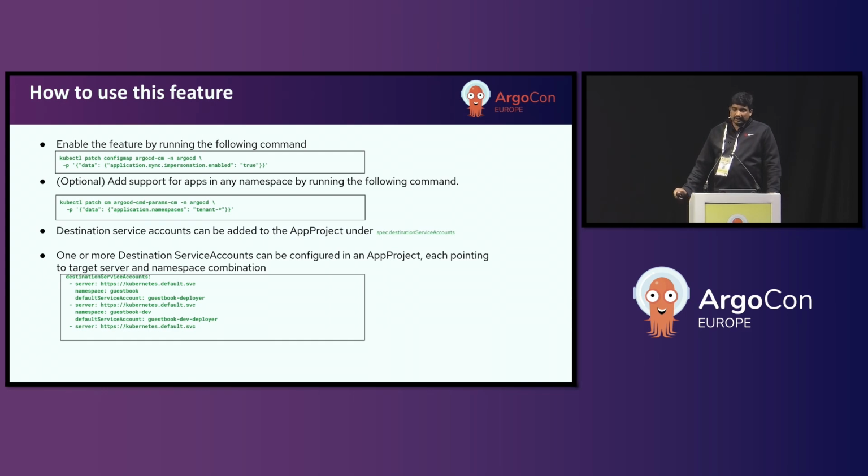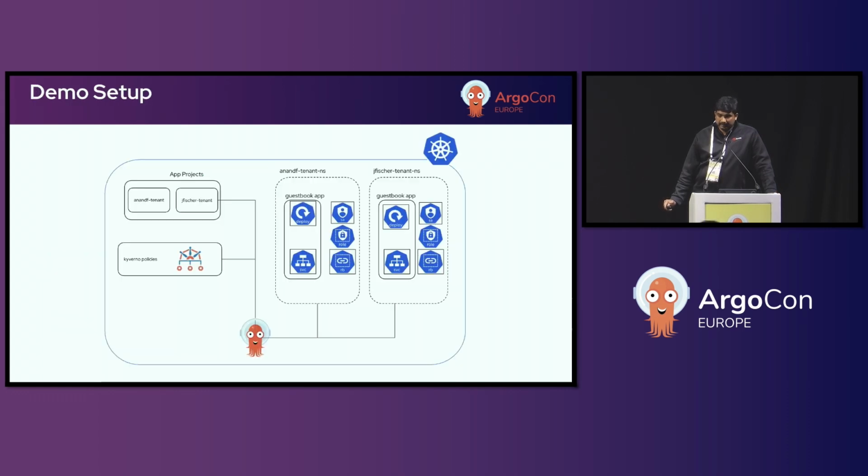So how to use this feature? This feature is in alpha state and disabled by default, so you have to enable it using the Argo CD CM. And optionally, you have to enable applications in any namespace so that each tenant will have its own namespace for creating the applications. And then the last section is the important one, which is a new section that we have added in the app project, wherein we have different destination targets and the service account that is being used. Whatever RBAC permissions are given for that service account will be used by the tenant.